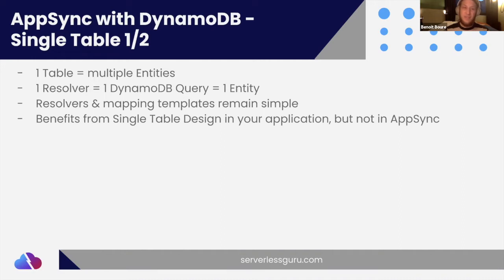The advantage of this is that your resolvers and your mapping templates will remain simple as if you were using multi-table. But in other aspects of your application, you still can leverage single table design patterns to get the benefits from single table design. I'm thinking about maybe cron jobs or Lambda functions that run in a background process, some SQS worker maybe. So you still get single table design benefits for your application, but you keep your AppSync design very simple.